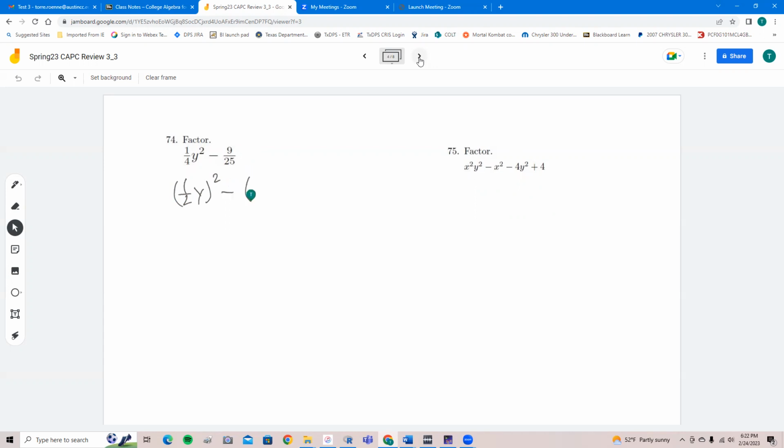Minus, and then same thing, this is 3/5 quantity squared. I know that because square root of 9 is 3, square root of 25 is 5. I can think of this as distributing across the fraction bar. Just remember the properties of exponents. Okay, so I have a difference of squares here, so I can jump straight to the pattern, which is plus and minus. Really is that simple.